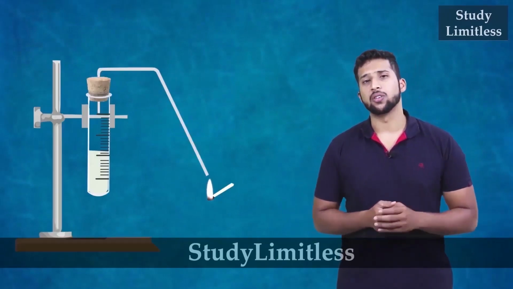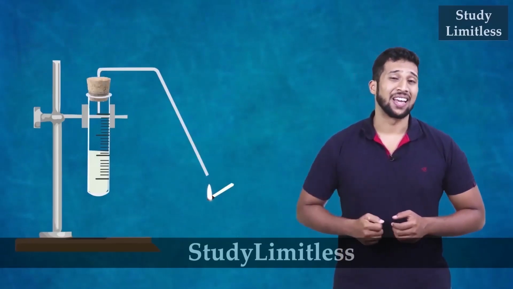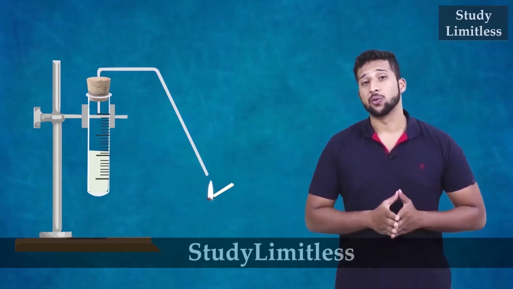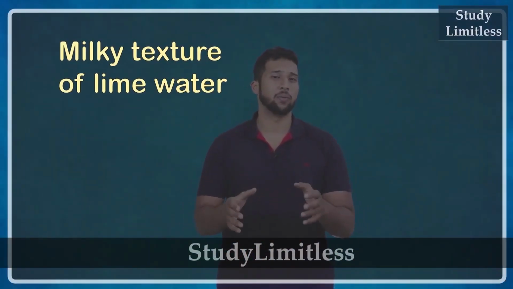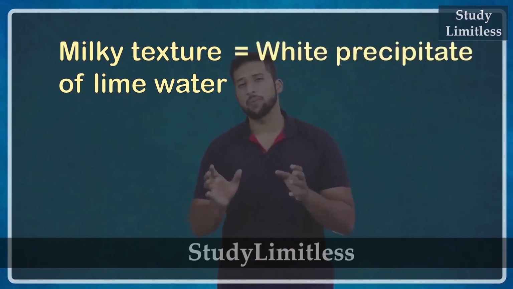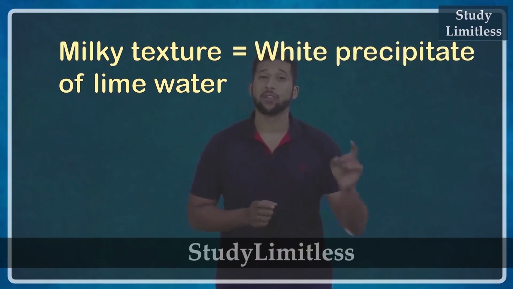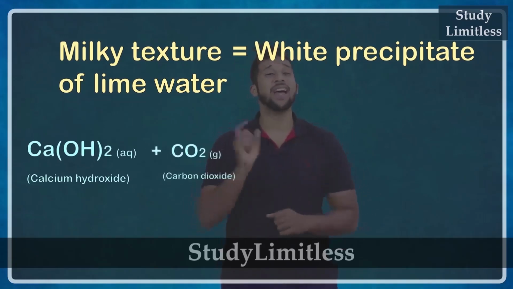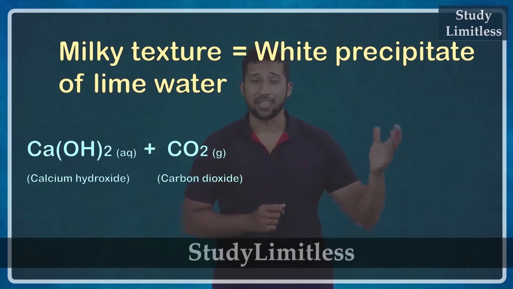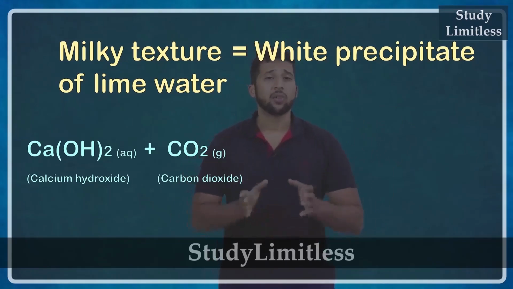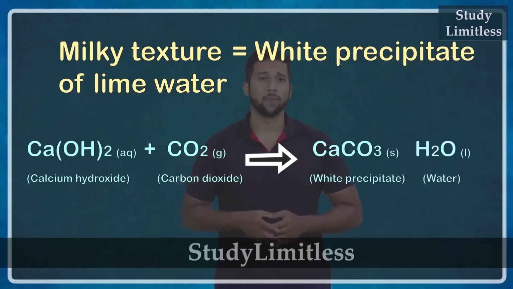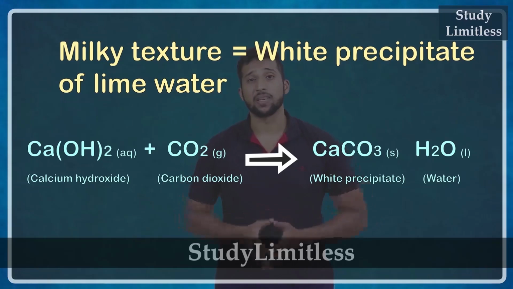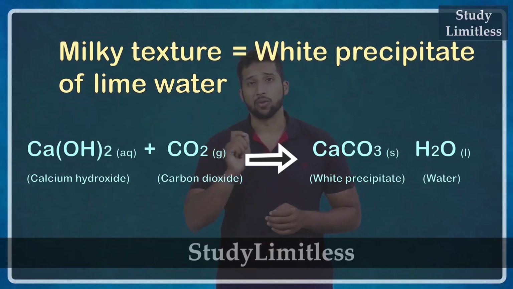The other thing that you can do is you can also keep a burning match at the end of the delivery tube. Now, as CO2 does not support burning, the match would no longer burn and would go out. Now the reason for this milky texture of lime water is because of the white precipitate which is formed on the reaction of calcium hydroxide, which is your lime water, and the CO2 which is from the test tube of the previous reaction. Now this forms the white precipitate which is calcium carbonate, and water. The milky color is, again, due to the calcium carbonate.